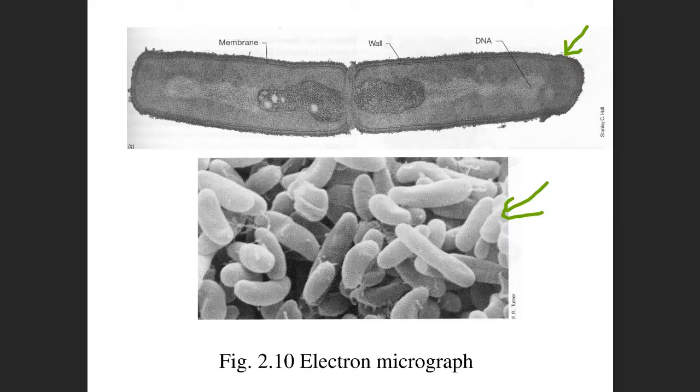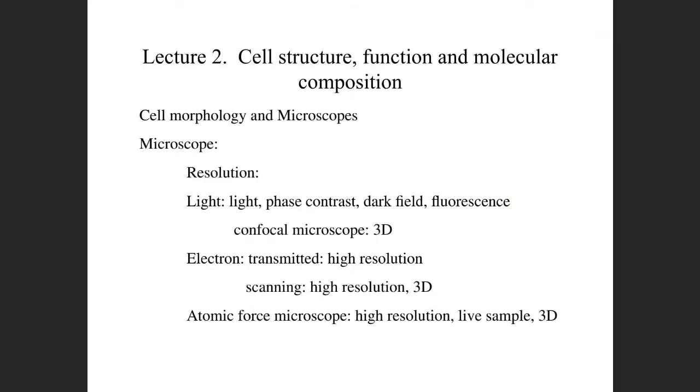So what we do is we embed the bacteria in plastic, and we cut them into very, very thin sections. Then we allow the electron beams to go through, and then you see the difference. You do have to stain the sample. Okay, so that's a quick summary of the modifications of the light microscope and electron microscope.